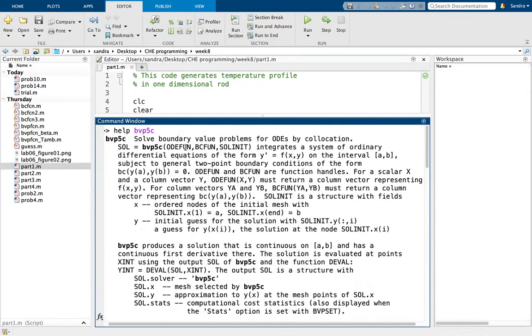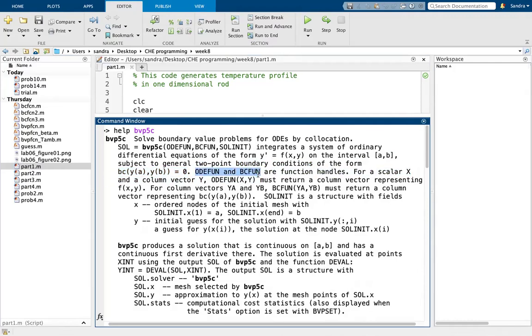Okay. So BVP5C is a MATLAB solver. It integrates a system of ordinary differential equations of the form y' equals f(x, y). So understand here it is given y dash, not y double dash. So it can only work with first order ODEs. If you have a higher order ODE, you have to convert it into a first order ODE, on an interval a to b, subject to two-point boundary conditions. So it only works with BVP problems, not initial value problems, and it has to be in such a way that the boundary conditions are equated to zero.